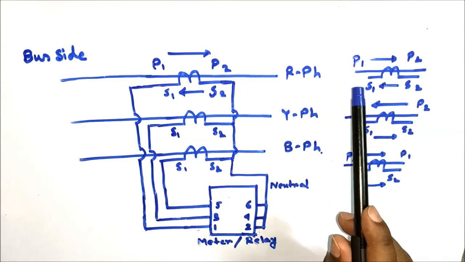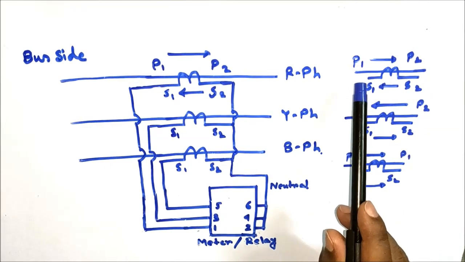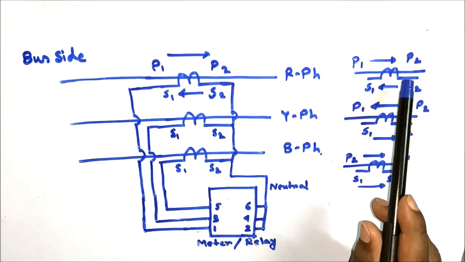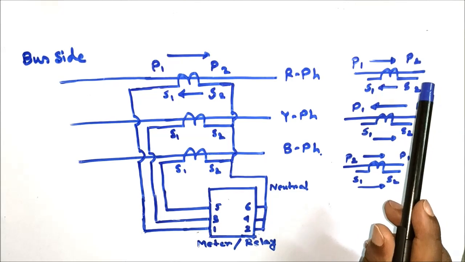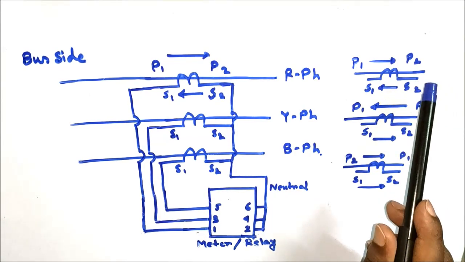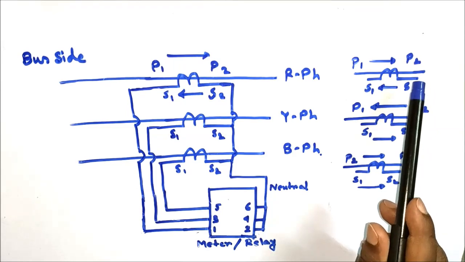Now, the normal connection for CT in the primary side is that P1 shall be connected to the bus side and P2 shall be connected towards the load side. For a feeder, it shall be connected towards the feeder side, and for a transformer it shall be connected towards the transformer side.